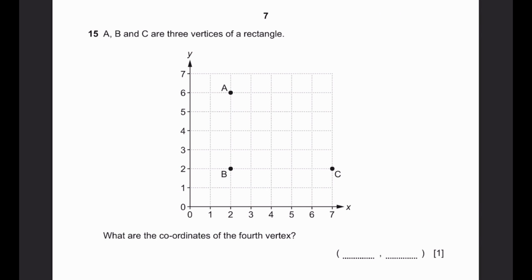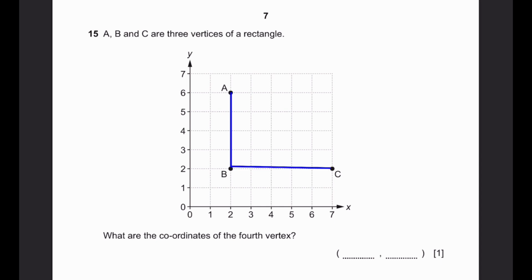Question 15. A, B, and C are 3 vertices of a rectangle. What are the coordinates of the 4th vertex? If these 3 are the first 3 coordinates, that means these will form 2 sides of the rectangle. I'll just draw that like that.